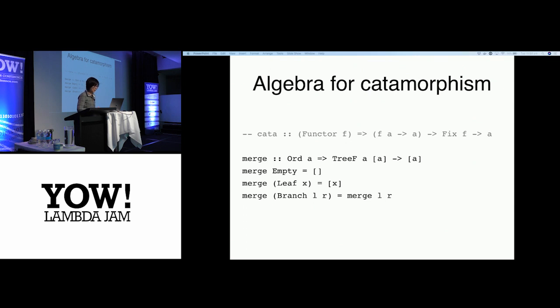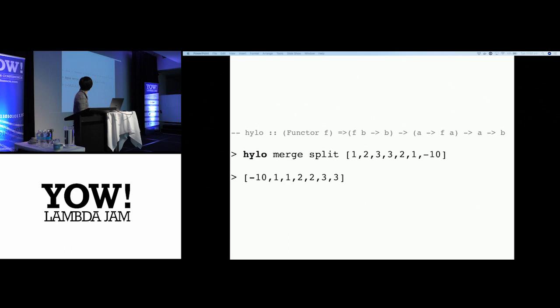And how to use hylomorphism to do the sorting? Here it is: your hylo, and then the merge, where the type is FB to B. That means the merge is the algebra for the catamorphism. And the second one is A to FA, which is called split, the coalgebra for the anamorphism. And then here is the list. Then it does the sorting and returns the result in this way.